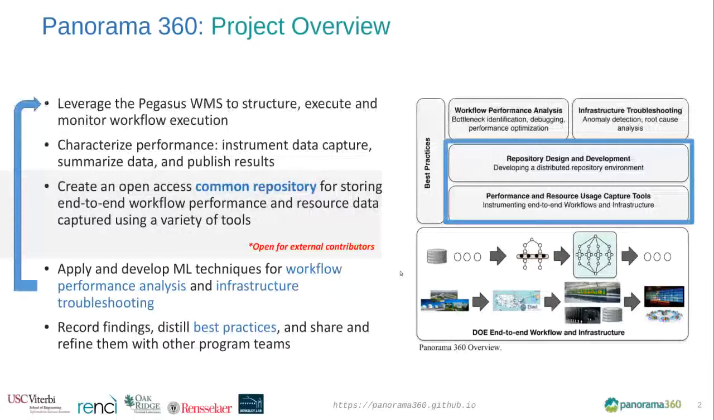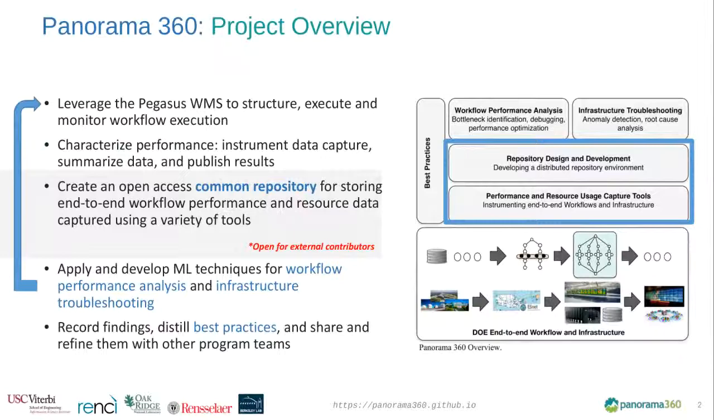Yes. Okay. So, Panorama 360 is a collaboration between USC Viterbi, RENCI, Oak Ridge National Laboratory, Rensselaer, and the Berkeley Lab. And its goals are using Pegasus as a workflow management system to execute workflows, also collect data based on Pegasus, characterize the performance of applications, create a common repository, provide machine learning techniques for workflow performance analysis and infrastructure troubleshooting, and also at the end of the project, we want to provide best practices. But as I said, today's presentation is focusing on the resource usage capture tools that we have, and the repository design.